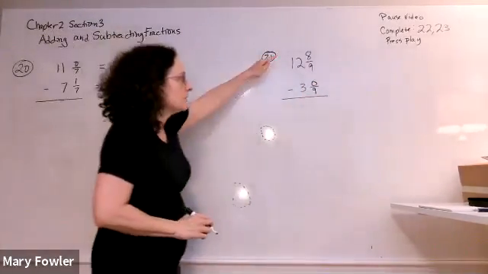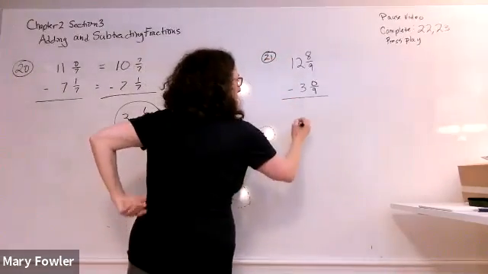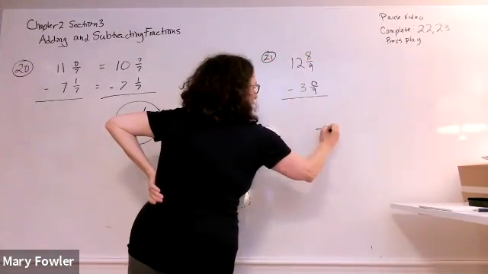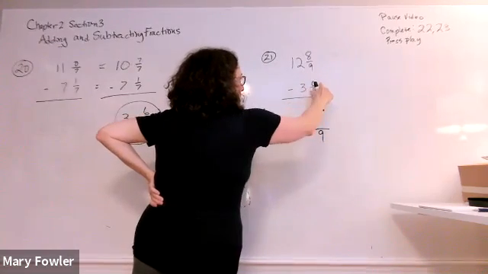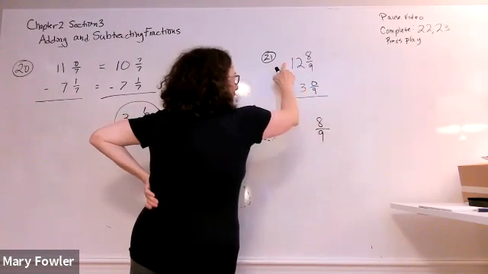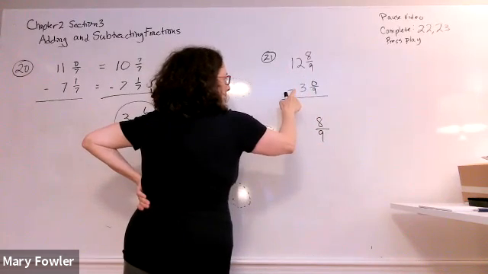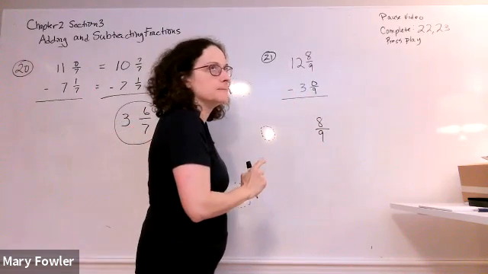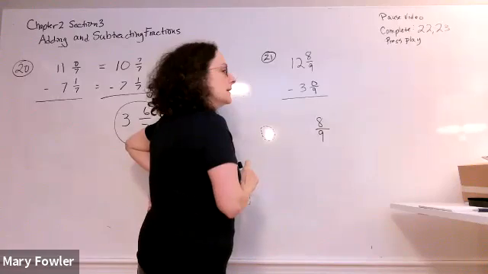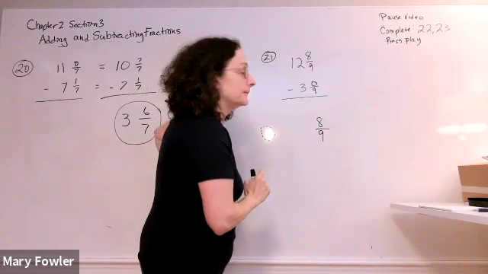So now when we go to subtract, we have the denominator of 9. The subtraction is 8 minus 0 for the fraction piece, and for the whole numbers, 12 minus 3 is 9.